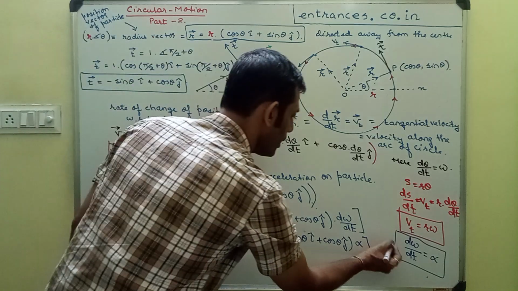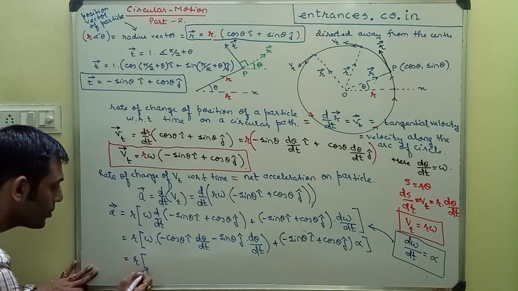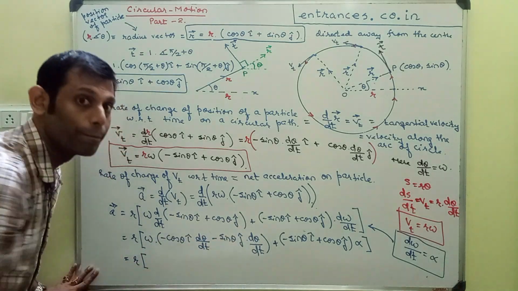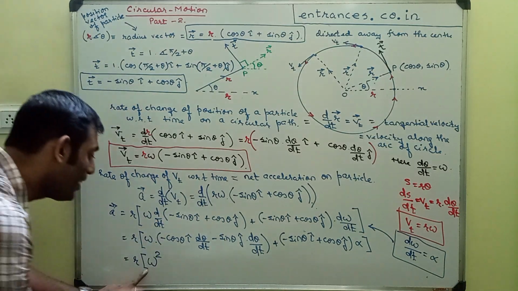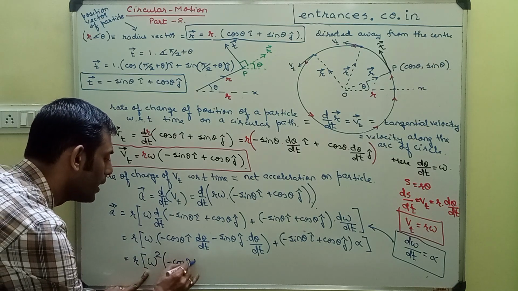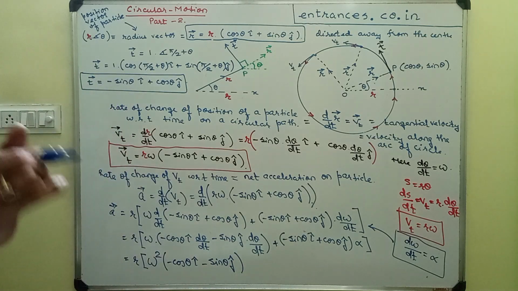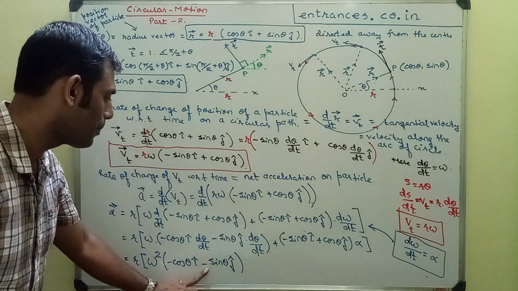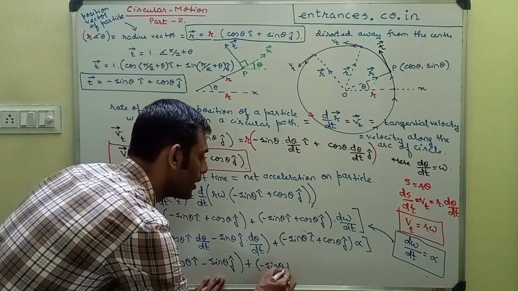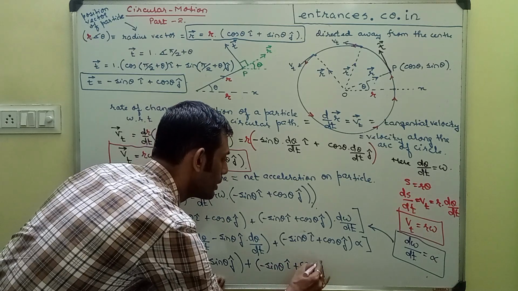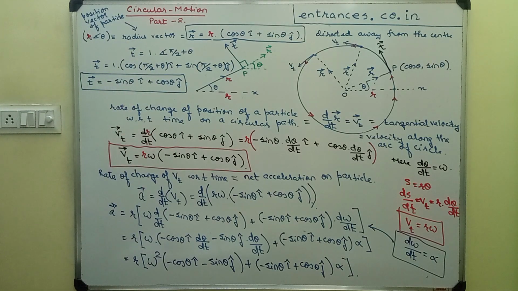So when we apply this over here, we are having some surprising result. I hope you'll appreciate this. d theta by dt is omega, comes out. So we have omega square, and what remains inside is minus cos theta i cap minus sine theta j cap, and thanks for your patience. Minus cos theta i cap minus sine theta j cap plus minus sine theta i cap plus cos theta j cap into alpha. Now, here is a secret of circular motion.